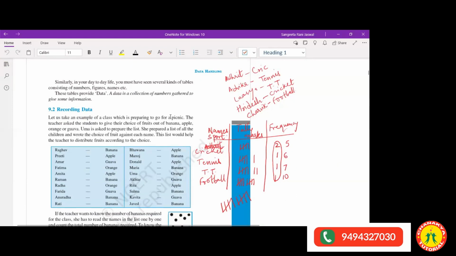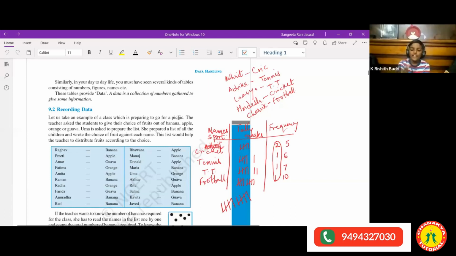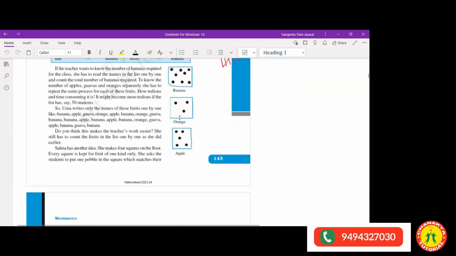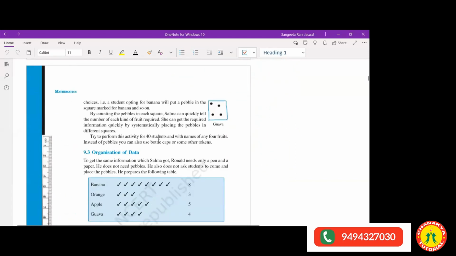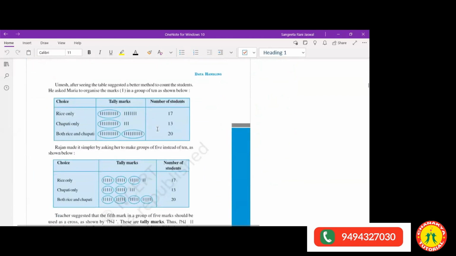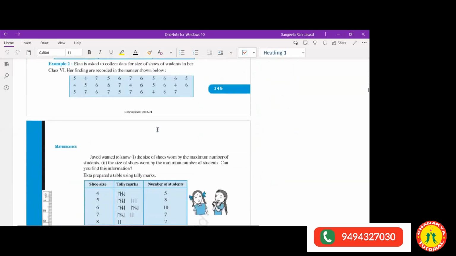Okay, Rishit, tell me what is data? Ma'am, data is the information which we have. Okay, it's a collection of information. Very nice. And Ashwath will tell me: what do we do in tally marks? What is tally marks?